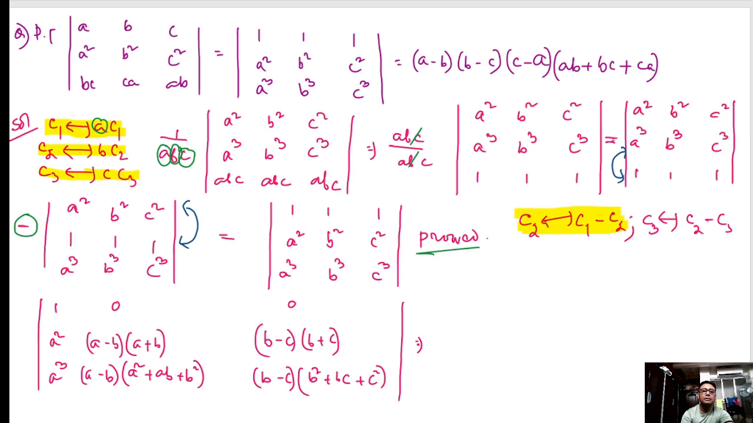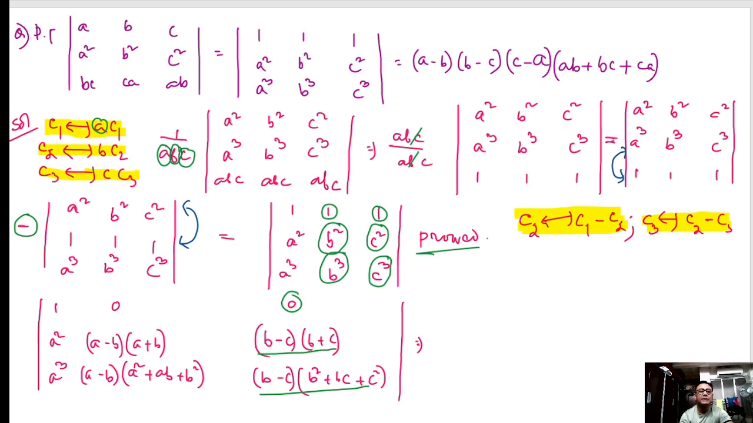Now we are applying the concept C2 minus C3 and put it in C3. So here is C2, here is C3. So 1 minus 1 is 0 and put it in C3 here. Similarly B square minus C square, which is B plus C into B minus C, put it in C3. B cube minus C cube, which is B minus C, B square plus BC plus C square, put it here.